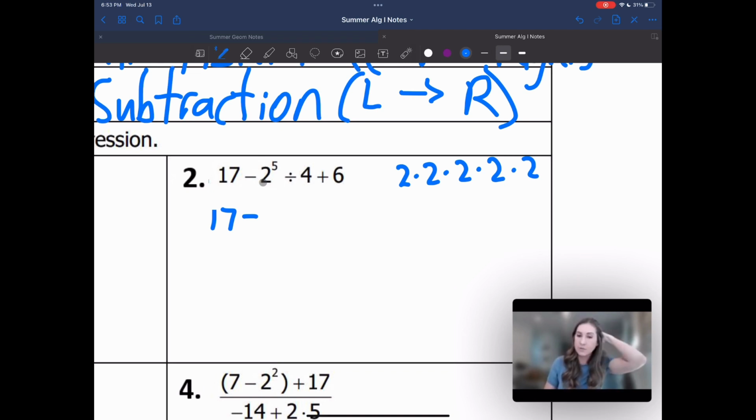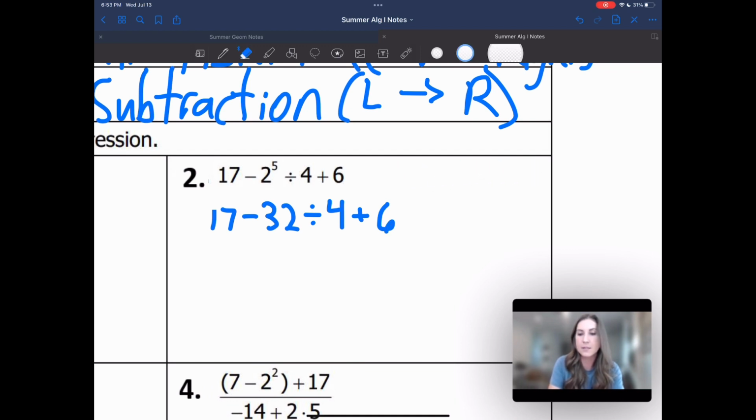So you can either do 2 to the 5th power in your calculator, or you can do 2 times 2 times 2, etc. So let's put that in our calculator. 2 to the 5th power is going to give us 32. So we're going to fill that in next, 32. And then we bring the rest of the problem down. So divided by 4 and plus 6.